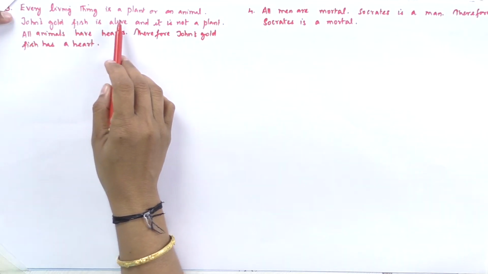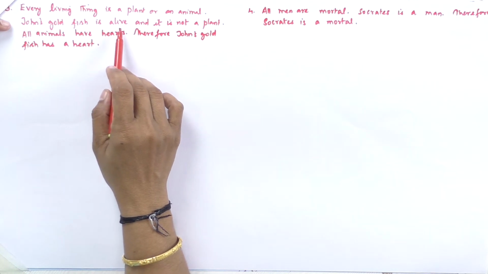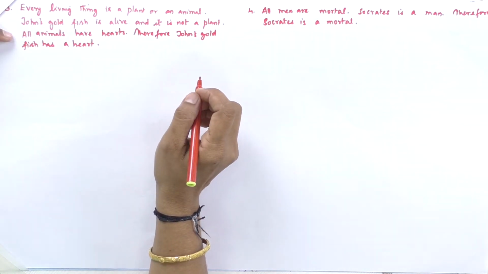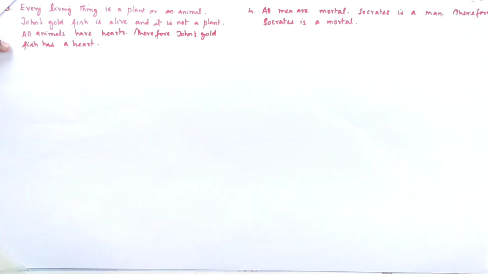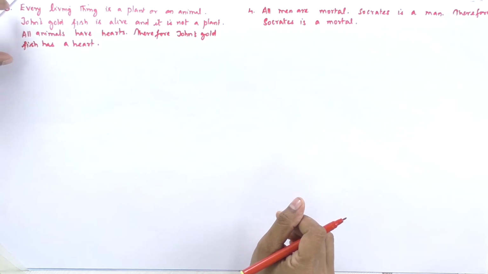Now we will see how to get the result of this given statement. Every living thing is a plant or an animal. John's goldfish is alive and it is not a plant. All animals have hearts, therefore John's goldfish has a heart. And we will have to check whether the given argument is valid or not.